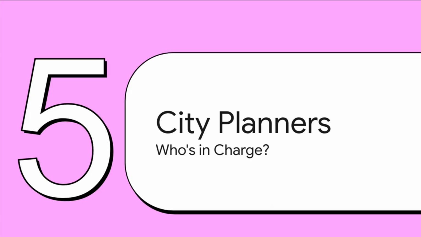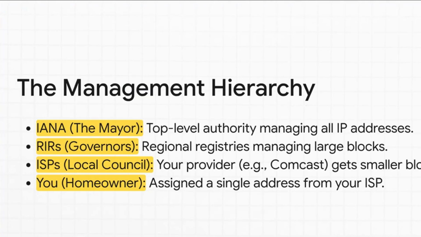All right, so who's in charge of this whole thing? I mean, with billions of addresses, it can't just be a free-for-all, right? Well, it's not. There's a whole hierarchy of organizations that are like the internet's city planners. So way up at the top, you've got IANA. Think of them as the mayor of the internet. They're in charge of the master address book. They hand out these huge chunks of addresses to the state governors, the regional groups. Those groups then give smaller chunks to the local council, your internet provider like Comcast or Verizon. And finally, your ISP gives one of those addresses to you, the homeowner.